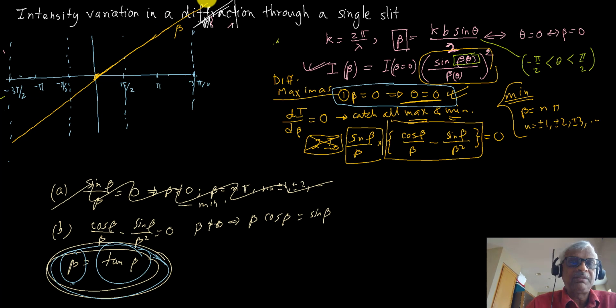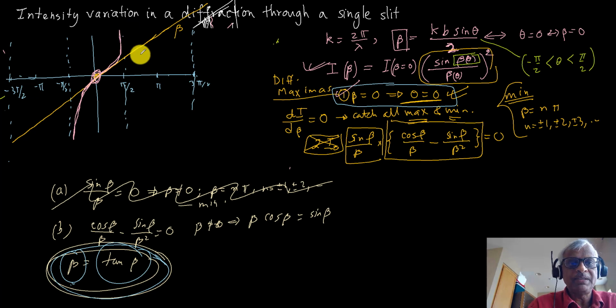How about tangent beta? Tangent beta will be, it's going to be negative infinity, and it's going to be like that. So there is only one place they match. So the beta equal to 0. That we already know. That's not a new solution.